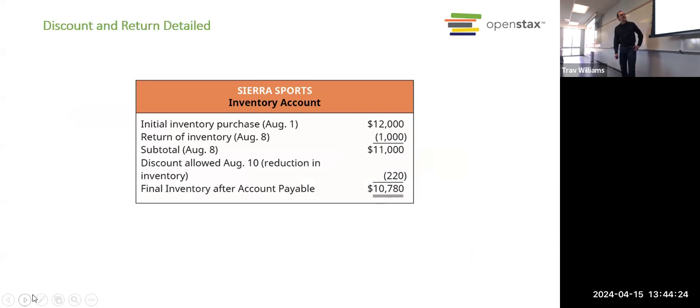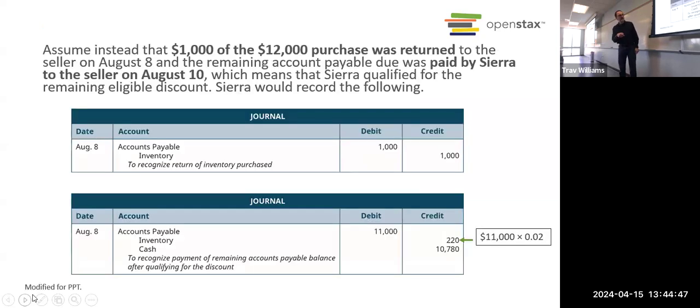Okay, so here we see what they originally bought. They returned $1,000 worth, so they had $11,000 worth of inventory. They got a 2% discount, so really, the cost of their inventory turned out to be $10,780. And that's why we would credit the inventory account when they get the discount, because it's reducing the cost of their inventory.